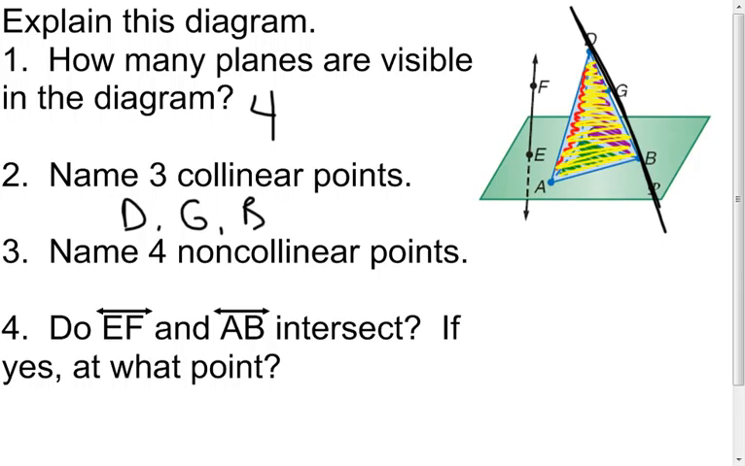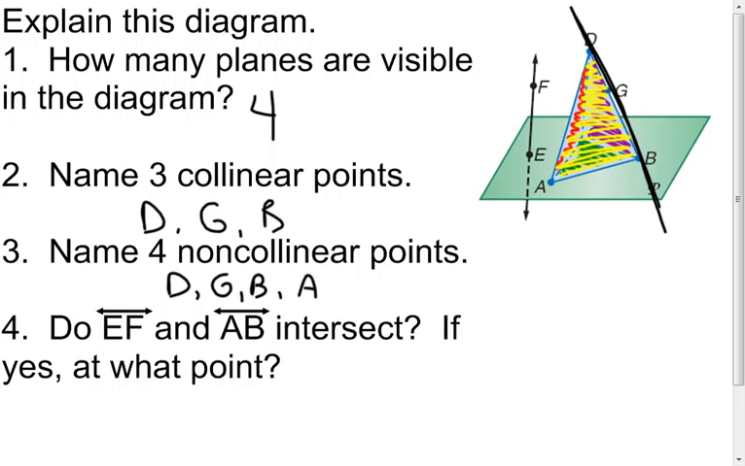And the order wouldn't matter. If you're a person that likes to be in alphabetical order and you'd rather put that B in front, you could. Name 4 non-collinear points. Well, you just have to find 4 points that are not on the same line. You can start off with D, G, and B again. Those 3 together by themselves are collinear. Now, if I take a 4th point, and it really doesn't matter which one you pick, I could pick point A. Since all 4 of them can't be on one line at the same time, they're non-collinear. And there are many more examples in that picture as well.